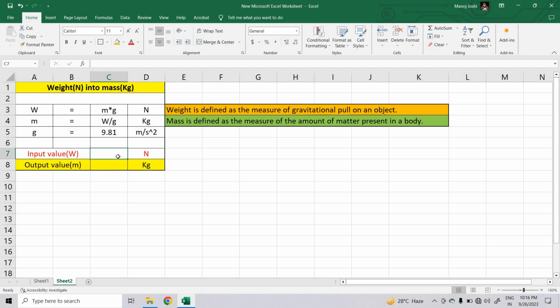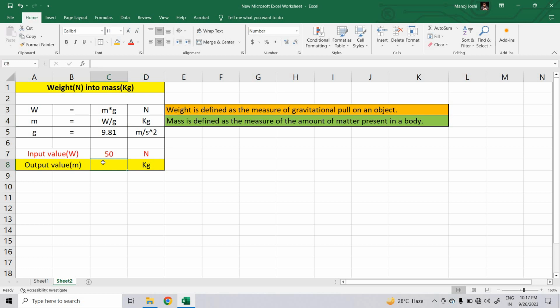Now if we want to convert weight into mass, what we will do is put the input value in cell C7. It means that you know the weight, okay? Let's suppose in my case the weight is 50 newton, right? Now I want to convert that weight into mass. You can see here, weight is equal to mass into acceleration, right? So if I divide weight by acceleration due to gravity, I will find the mass, okay? And the unit will be kg, that is the SI unit.